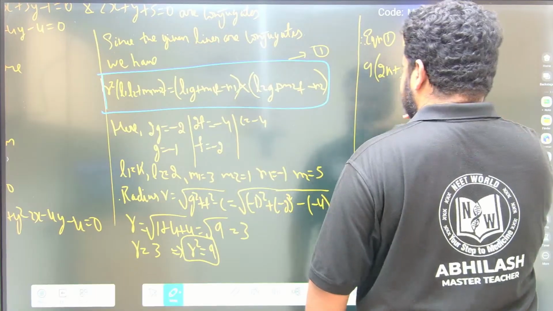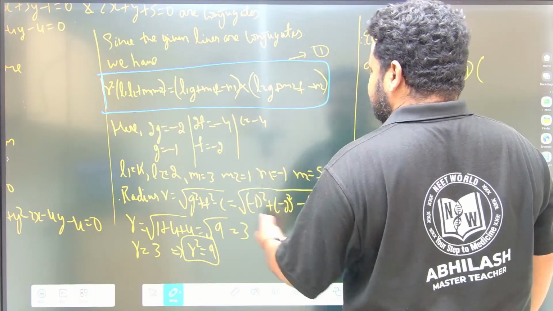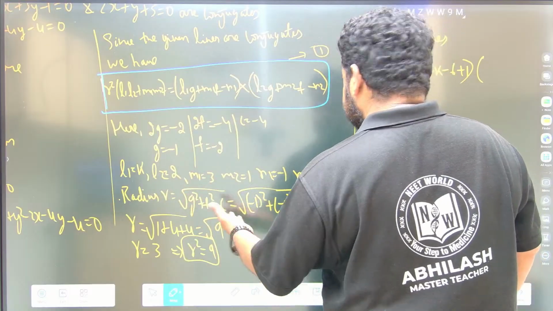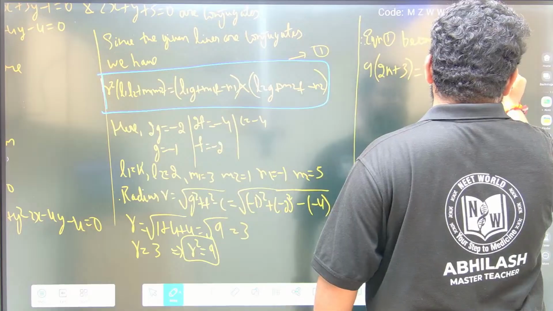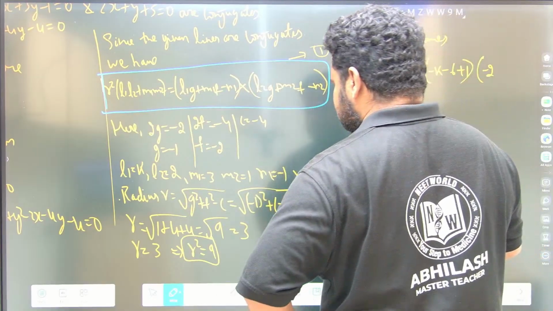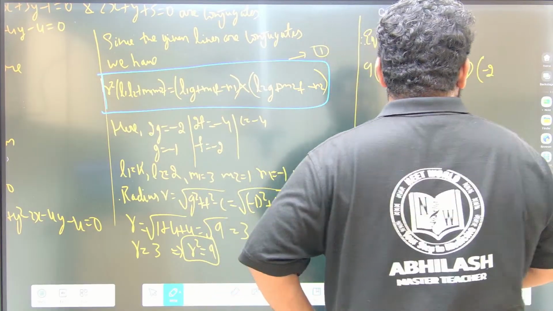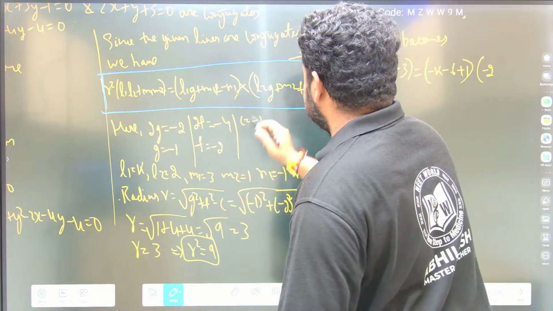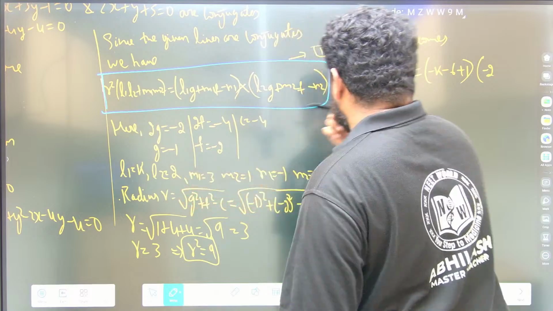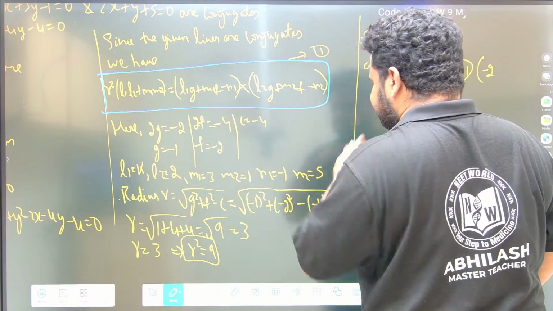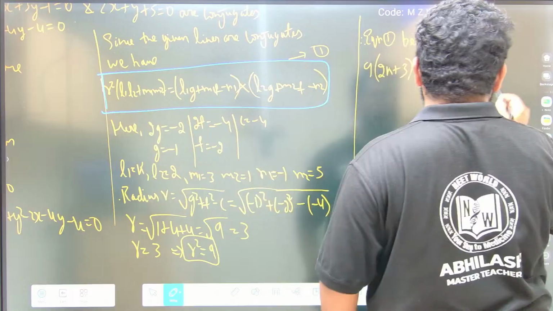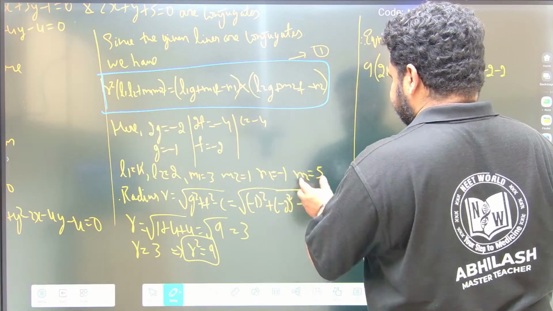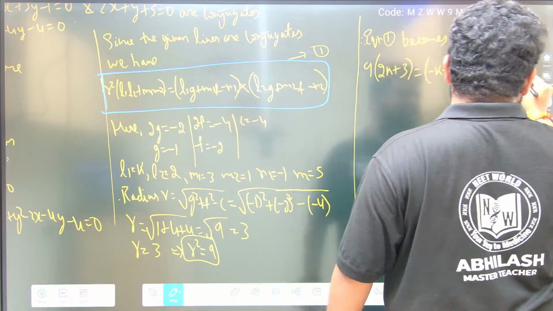Now we are having L2. L2 is 2, so 2 into G. G is minus 1, so 2 into G is minus 2. Now F into M2: F is minus 2, M2 is 1, so minus 2. N2 is 5, so this will become minus 5.